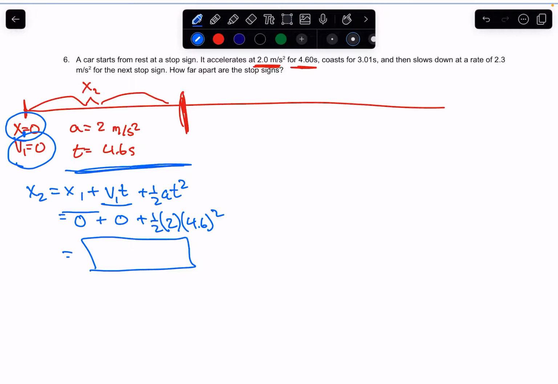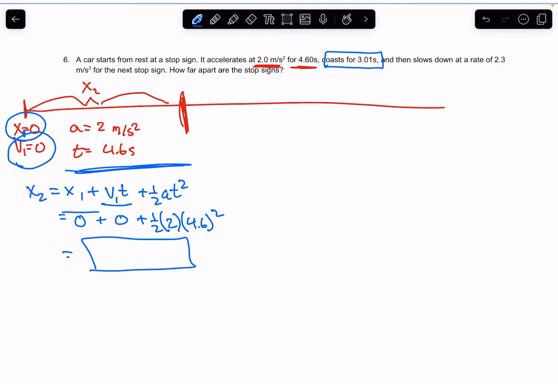Got it? Now, what happens next? He then coasts for 3 seconds. Now, what does that mean? That means that he's going to be traveling at a constant speed for our second segment. So he's going to be at this distance and this distance. Actually, you know what I need to do? I need to do 2 things. How fast is he going here? Without knowing his v2, I need to find out what v2 is.